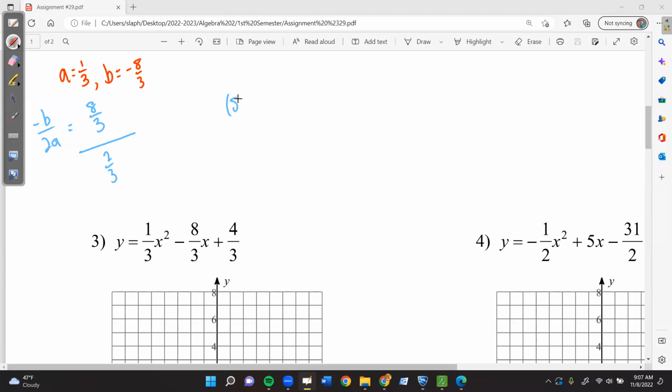You could type in 8, so make sure you do parentheses, 8 divided by 3, close parentheses, and then hit divided by parentheses 2 divided by 3. And through complete and utter black magic witchcraft, your calculator, when you hit enter, will say 4. Did it work?